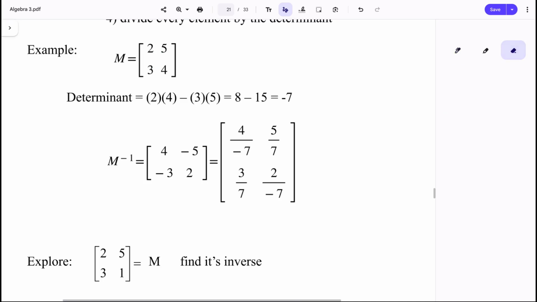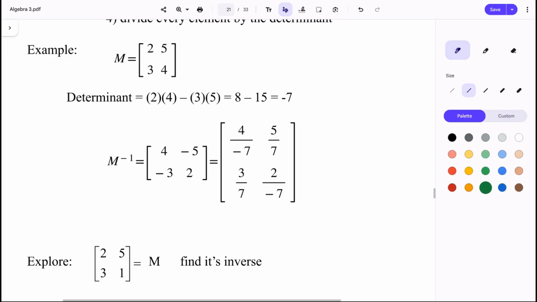Then to find the inverse, you have to switch the 2 and the 4. So these got switched places. You can see how they wrote the 4 first and the 2 last. The 3 and the 5 stay where they are, but since they were both positive, they both become negative in the new one. And then we're dividing all of these new numbers by the negative 7. This final matrix with all those fractions in it is going to be the inverse of my 2 by 2 matrix. That means if I took the inverse times my original matrix, the very first matrix I started with, I should get the identity matrix to show up. So the 1, 0, 0, 1.